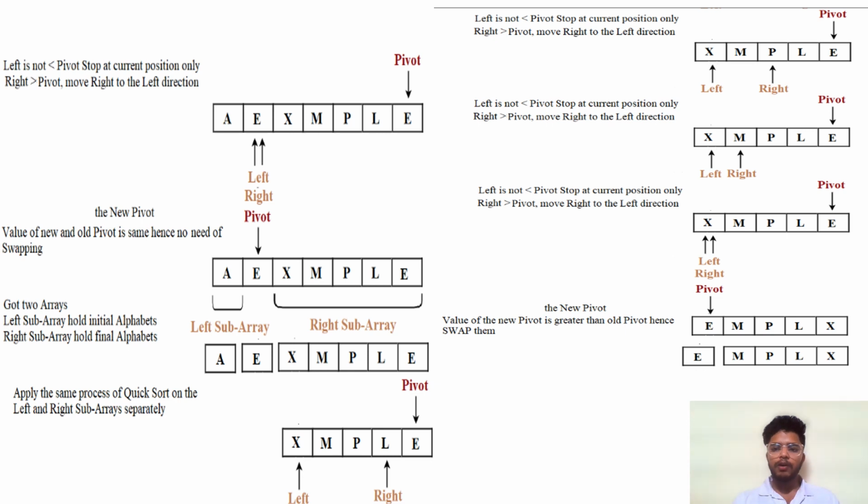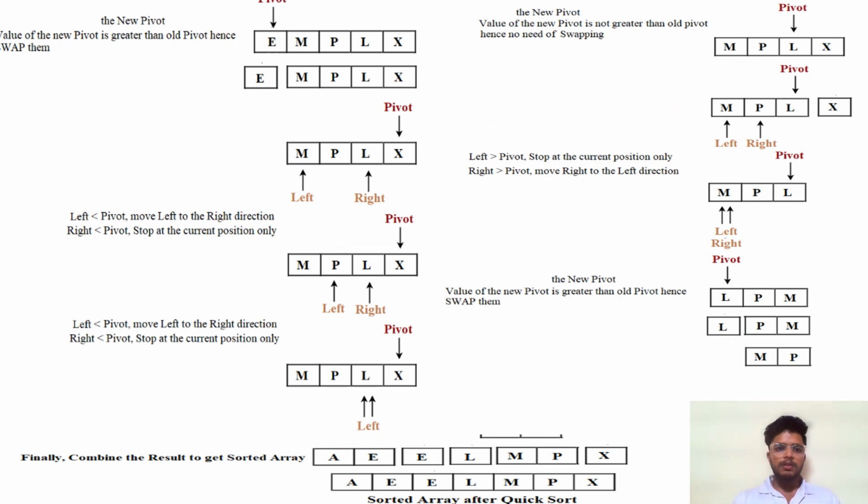So the value of the new pivot is greater than the old pivot, hence swapping them, EMPLX becomes E, which acts as a pivot, then MPLX. The new pivot is given, and since its value is greater than the old pivot, the swap takes place. MPLX: so P and L go left and right where X acts as a pivot. The value of the new pivot is not greater than the old pivot, hence no need of swapping, where MPL is separated from X.